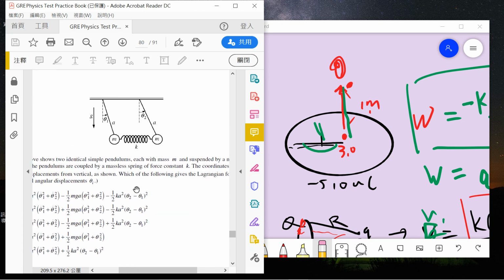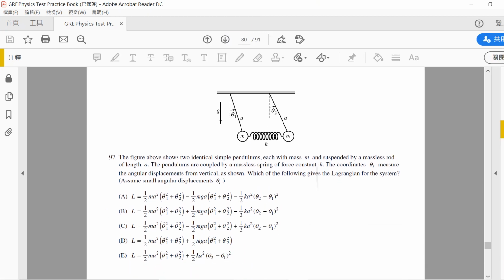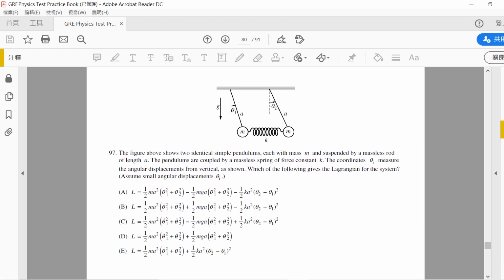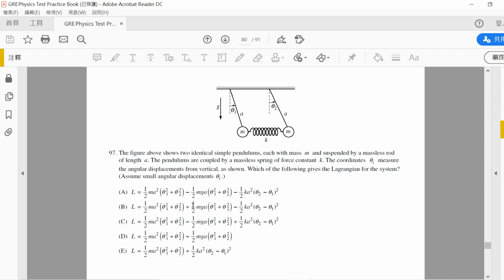Okay, so 97. Actually we don't have to do any computation. We can just see a graph. Basically, it asks about the Lagrangian. So Lagrangian is the kinetic term minus potential, right? So in A, B, C, D, E, the kinetic term looks the same, but you need to minus the potential. So there is a potential term here. So the potential term must be positive, right? So the only possibility is A or B, because these two are minus.